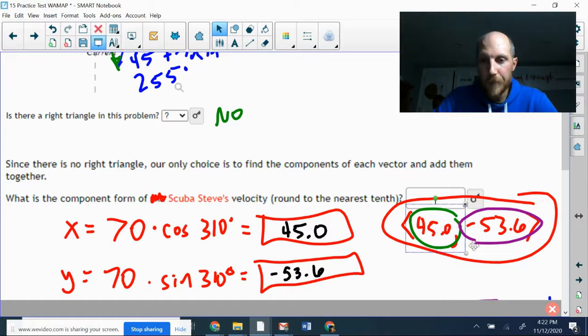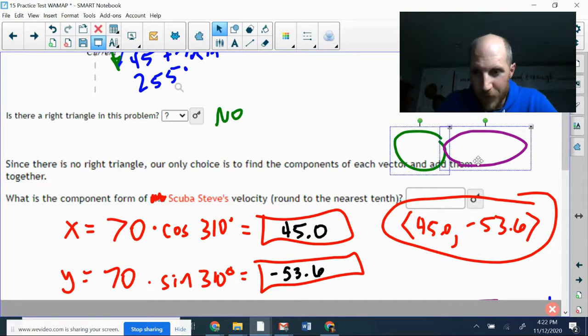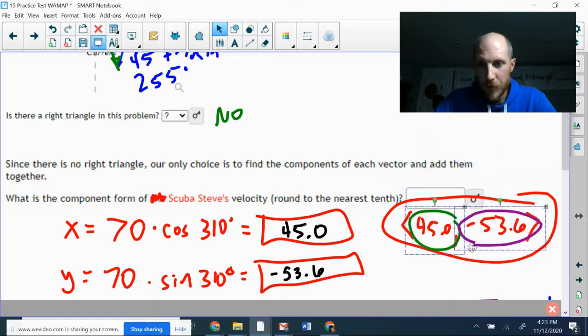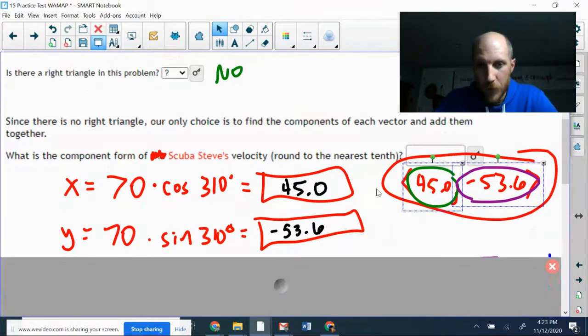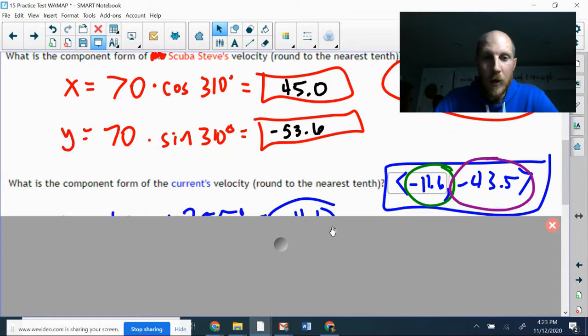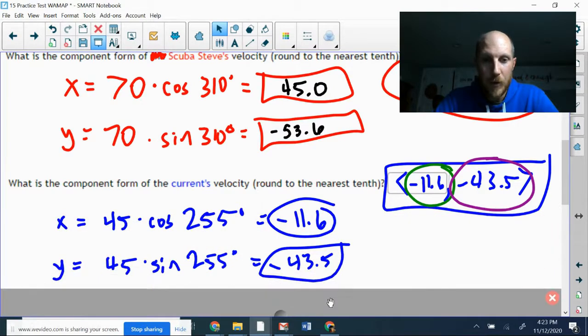And then I would type into that answer blank those two components using pointy brackets and a comma to separate them, x first and then y. So I've got my color-coded circling going on here, but that kind of gets in the way of what you would be typing. So then we're going to do the same idea here with the current.